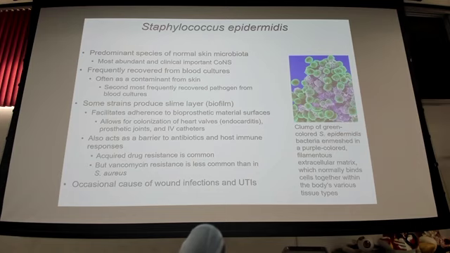Epidermidis, so opportunistic infection, but know that it does have that ability to form biofilms. So because of that, you can have conditions like endocarditis, biofilms that form over prosthetic joints, things like that. IV catheters implicated in that. Those can cause some serious infections.